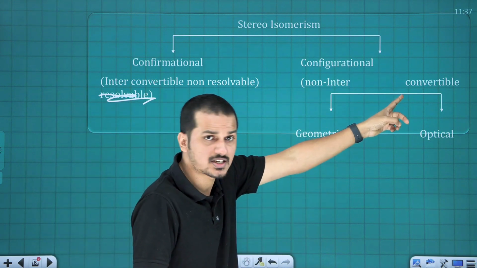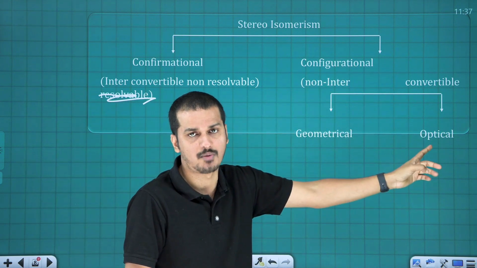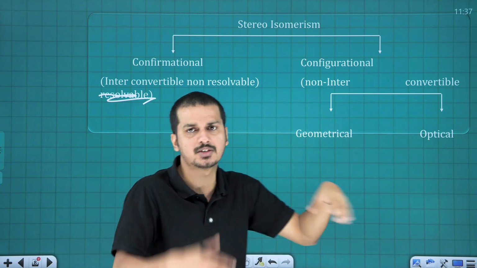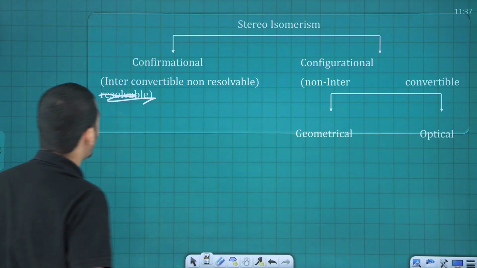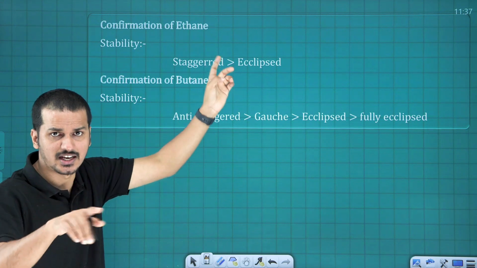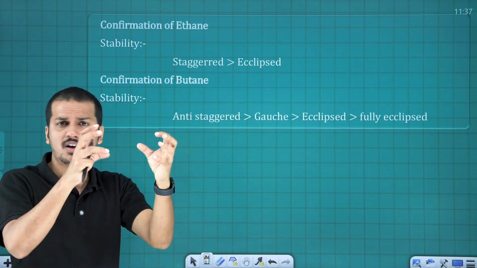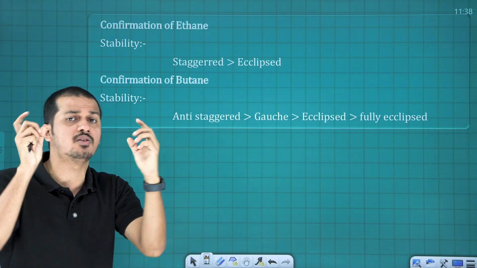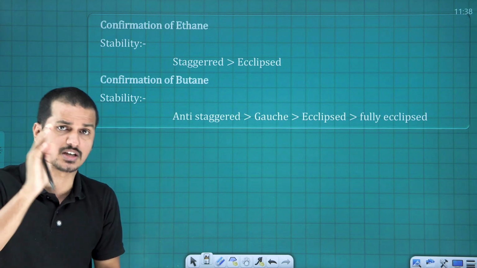And this configuration is again divided into two: geometrical and optical. Geometrical means that the geometry is different. Optical means that the optical activity is different. Again, when we look at the conformation of ethane, as you rotate the carbon sigma bond, infinite conformers or rotamers are possible.